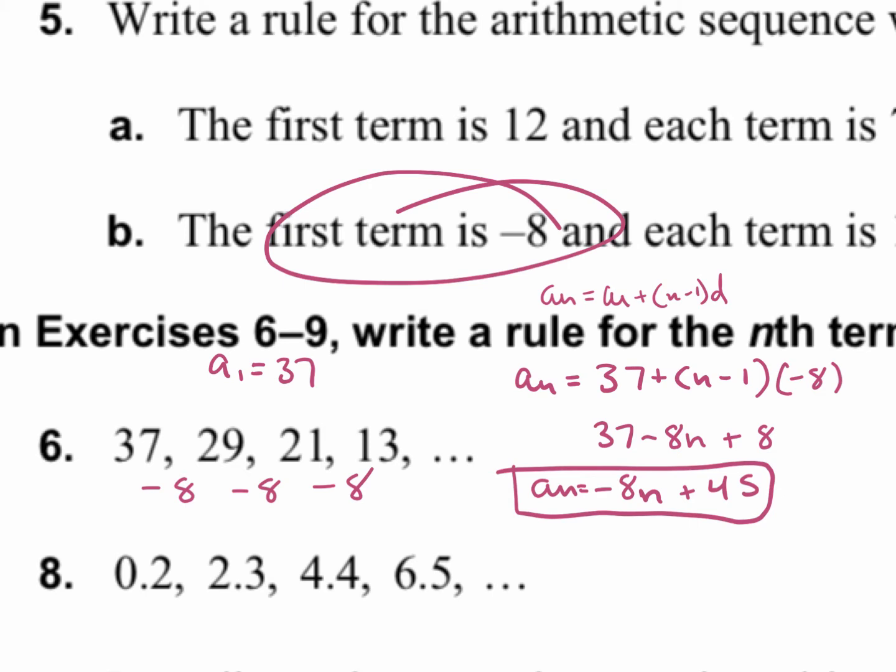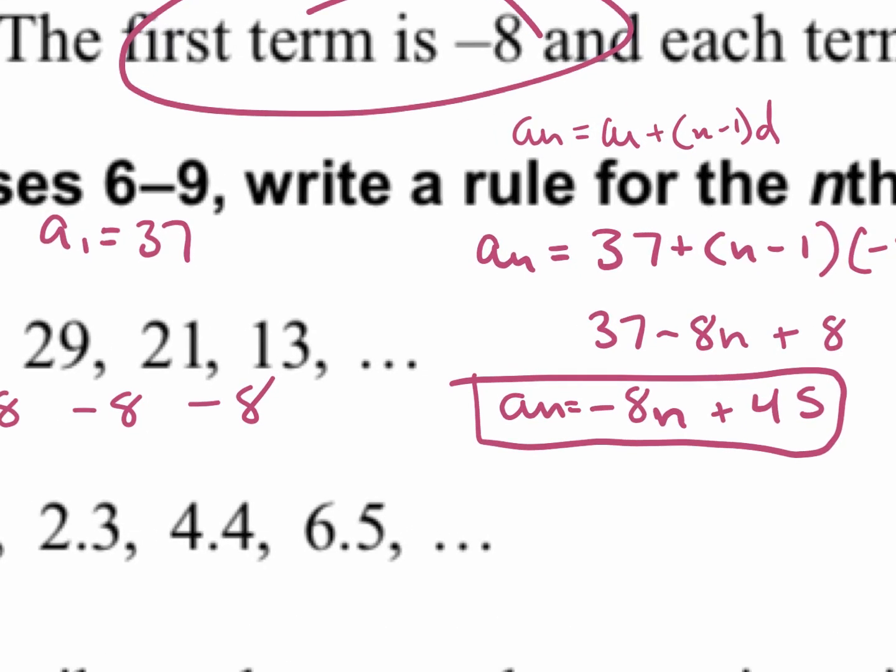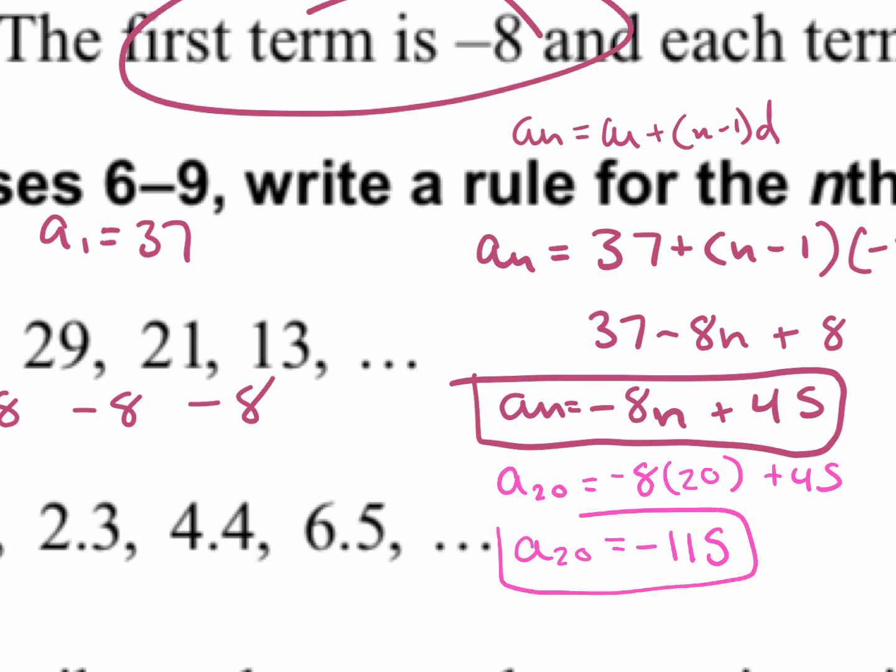Now it asks us to find the 20th term of our sequence. So how do we find the 20th term? Plug in 20 for n. So a sub 20 is negative 8 times 20 plus 45. Negative 8 times 20 is negative 160. And negative 160 plus 45 is negative 115. So that is our 20th term.